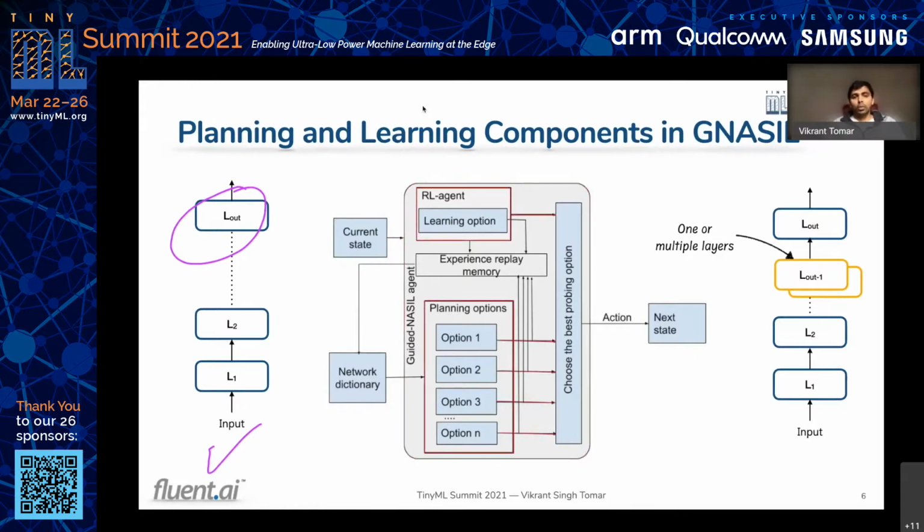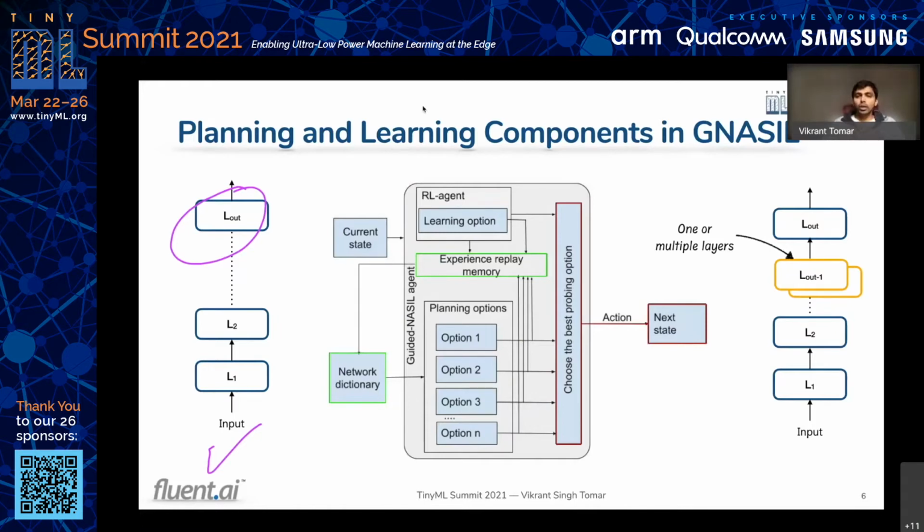Then based on previous learning as well as imitation learning, the RL agent would suggest some new layers to add. The planning options, also based on previous learning from the network dictionary, would suggest certain options as well. Then these options are evaluated. Typically we put a beam width of 5 different options to evaluate at a certain stage and choose the best performing architecture at that stage. So we're greedily choosing the architectures, and then we save these into the experience replay memory for the RL agent as well as into the network dictionary for the entire GNASIL agent.